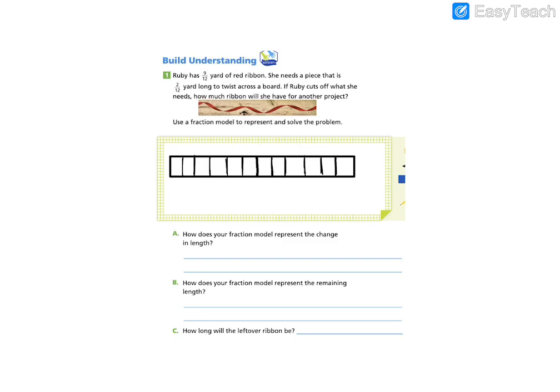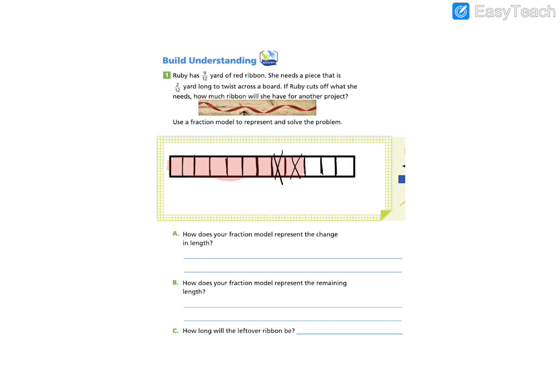All right, so I know that her ribbon is 9/12 of a yard to begin with. So I'm going to go ahead and draw her ribbon. So I'll shade in my 9/12. I know that she's going to cut off 2/12. So 1/12, 2/12. Now what I need to know is how much of her ribbon is remaining.